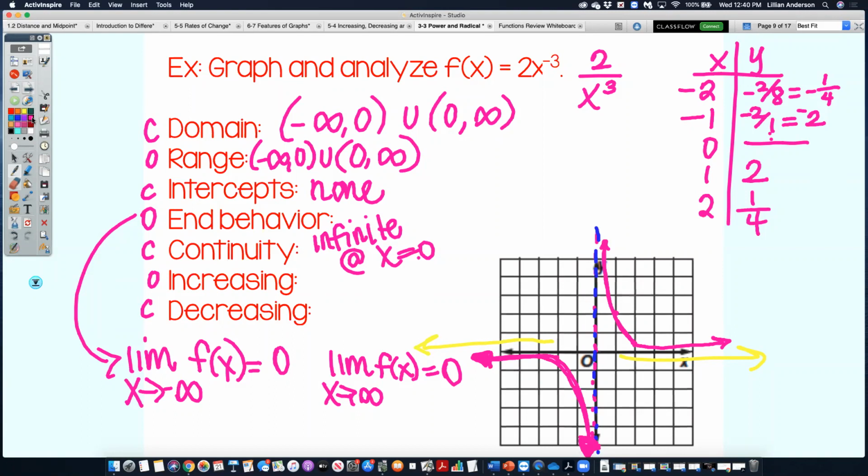Will we ever have a horizontal asymptote without a vertical asymptote? Not in this class, but they do exist. So if anybody's thinking about continuing on to calculus, you'll have them there. I don't think we give you any in this class, but they do exist.